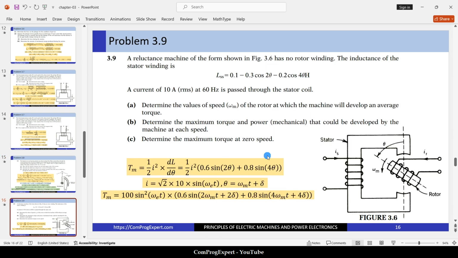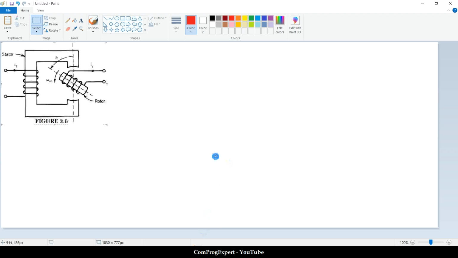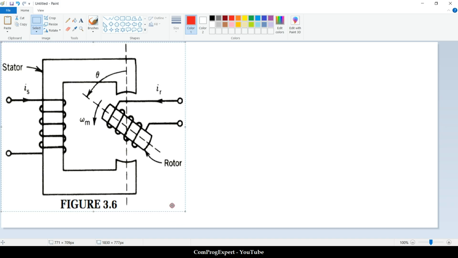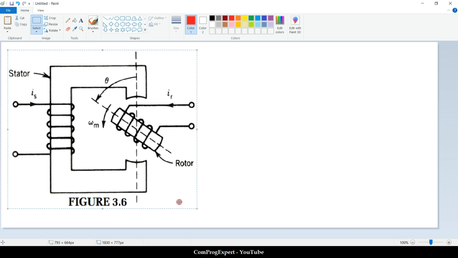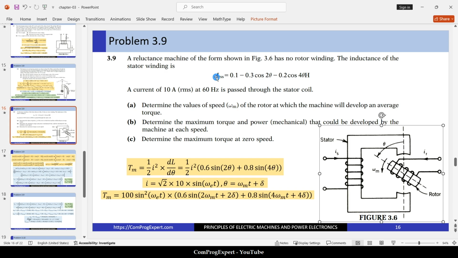Problem 9. A reluctance machine of the form shown in this figure 3.6 has no rotor winding. The inductance of the stator winding is given here. So let me copy this and paste it here. In this problem, we have a structure like this, but we don't have the rotor coil. We only have one winding, the stator winding, and its inductance is given here.